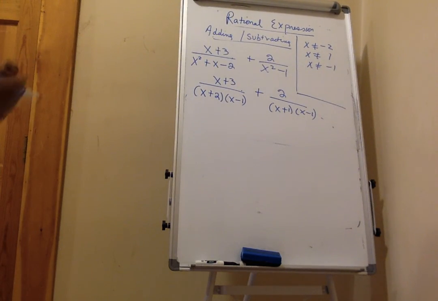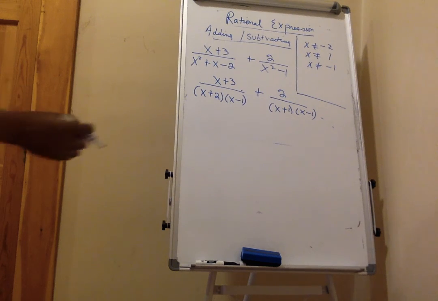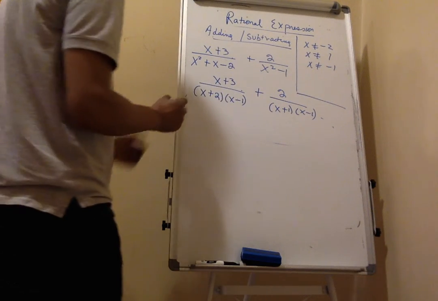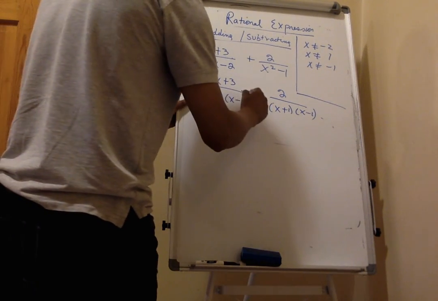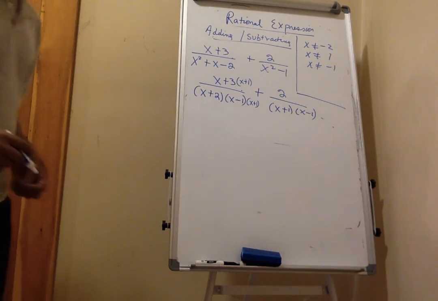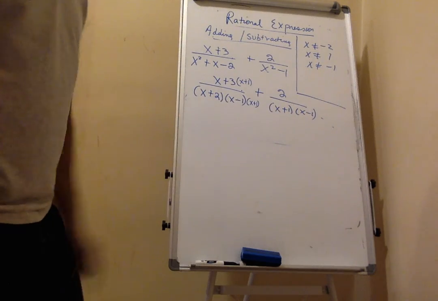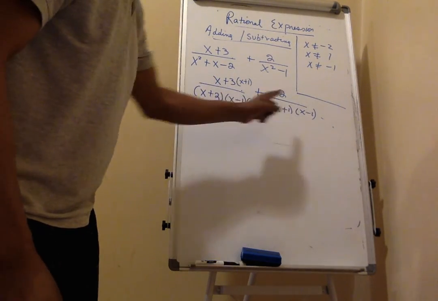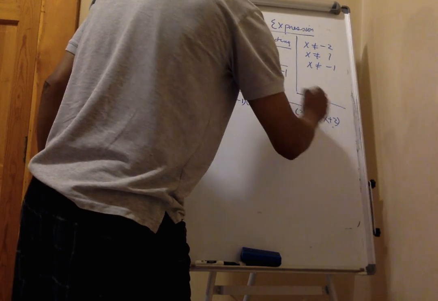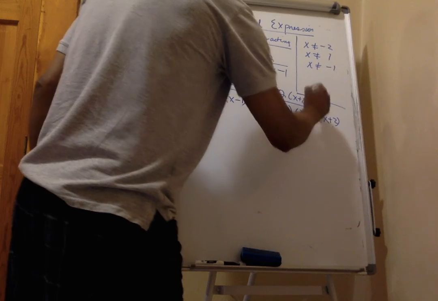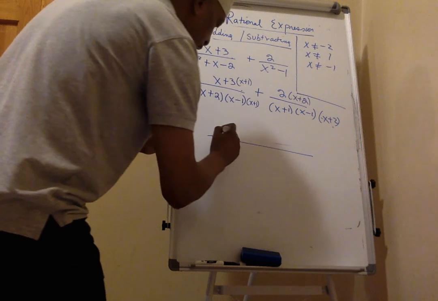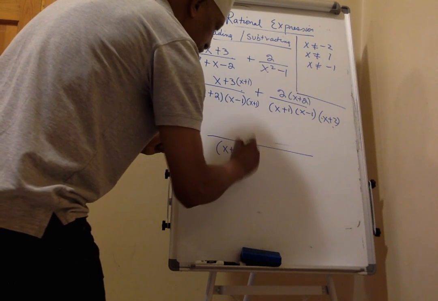Now we are going to make the denominator the same. Look, I have x plus 2 and x minus 1. So what I'm missing for the first denominator is x plus 1. So whatever I do here, I also do x plus 1. If you go to the second rational expression, you have x plus 1 and x minus 1. What you are missing is x plus 2. So you do this. Okay. Now we know we have the same denominator.